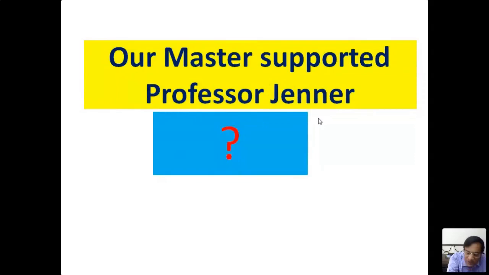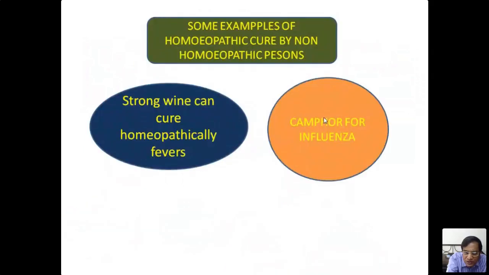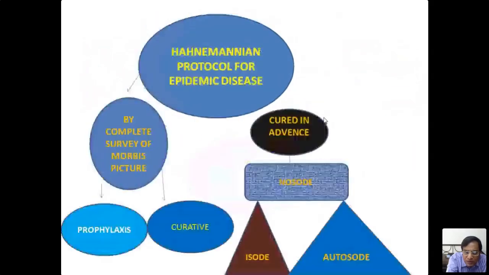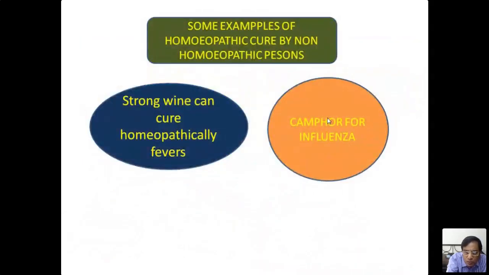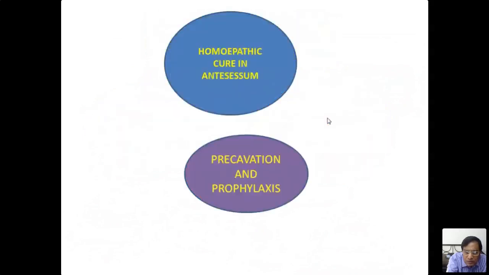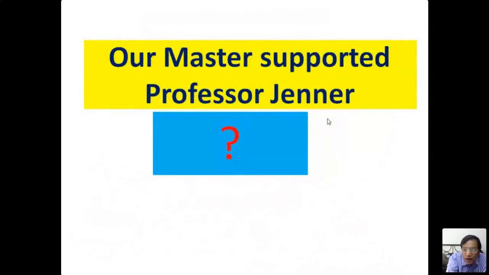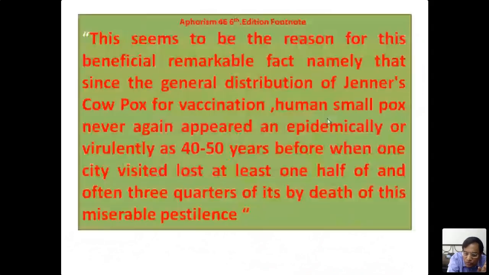Yes, Hahnemann did support it, because in aphorism 46 he clearly stated that after universal inoculation of the cowpox vaccine, the new generation does not know the disease lagging around.